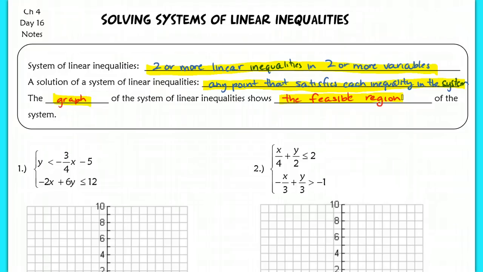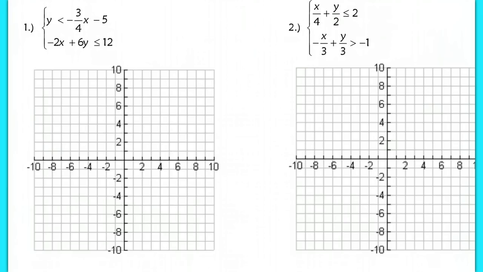Okay, now I'm going to do an example here with you, and then it'll start to make sense what this idea of the feasible region means. To begin graphing the first problem here, I'm going to do this one in blue. I'm going to graph just like normal, almost like it was y equals. So I start down at -5, and I'm going to do a slope down 3 to the right 4, or up 3, left 4.